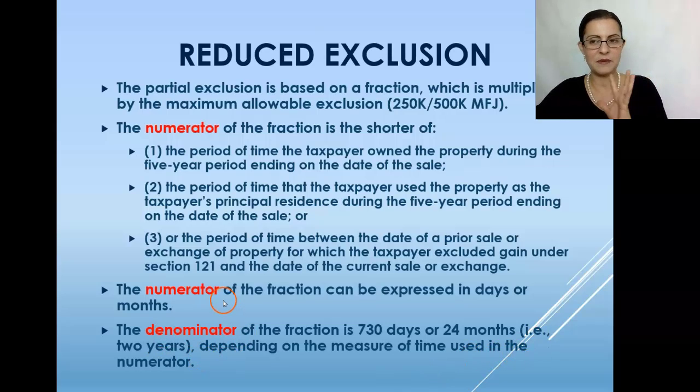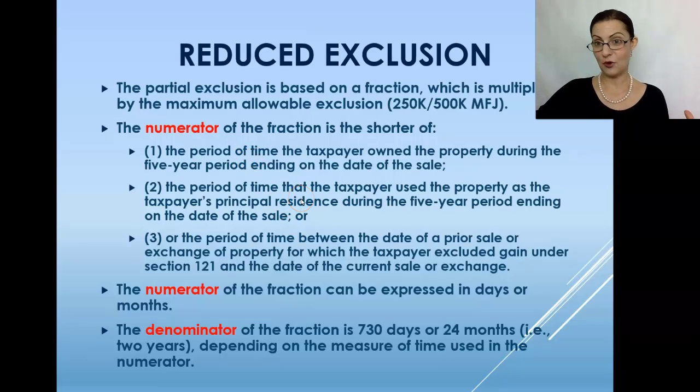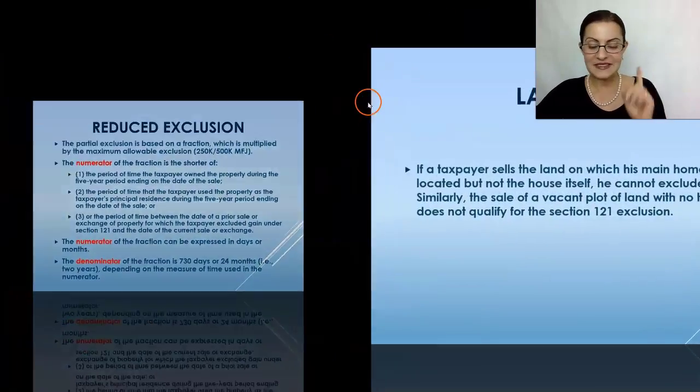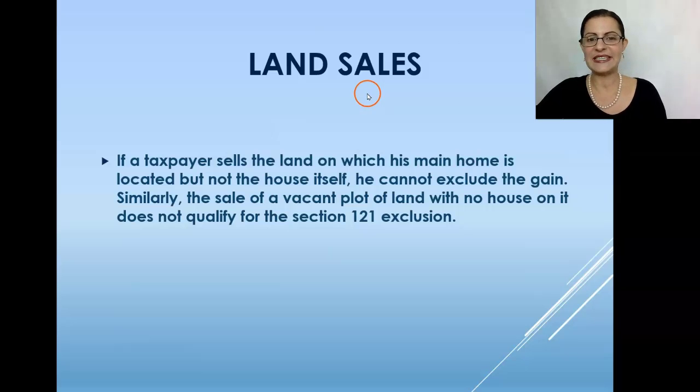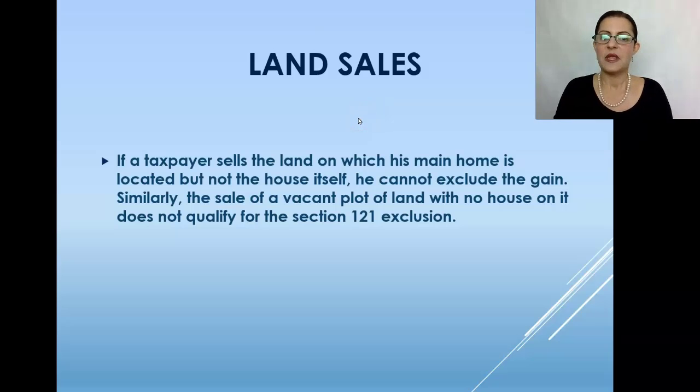And like I said, I'm going to give you examples in a minute because I know this is kind of difficult to understand if I'm just explaining what's in the code, because the code is written by lawyers, not normal humans. Okay. So the last thing that I'm going to discuss before I give you examples is the sale of land. The sale of land doesn't qualify for the Section 121 exclusion. So if the taxpayer sells land where the main home is located but not the actual house itself, the taxpayer can't exclude the gain. And the sale of a vacant plot of land with no house on it also doesn't qualify for the Section 121 exclusion.